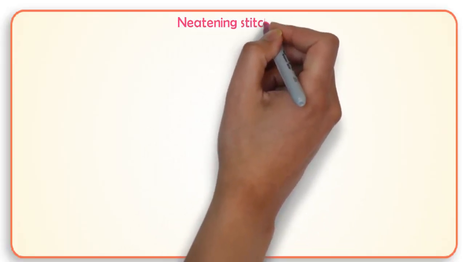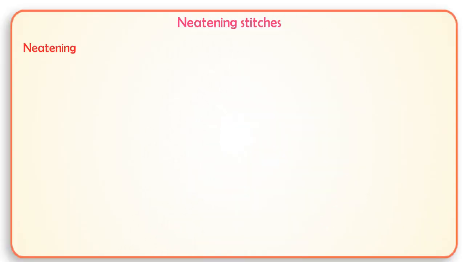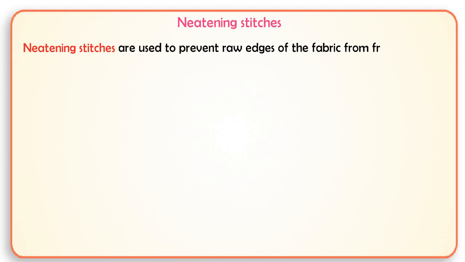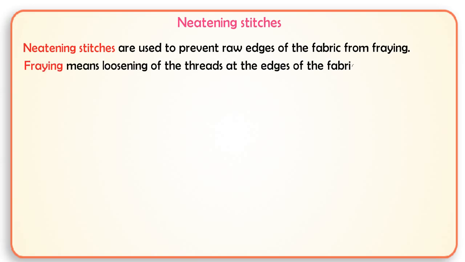Neatening stitches. Neatening stitches are used to prevent raw edges of the fabric from fraying. Fraying means loosening of the threads at the edges of the fabric when it is cut.